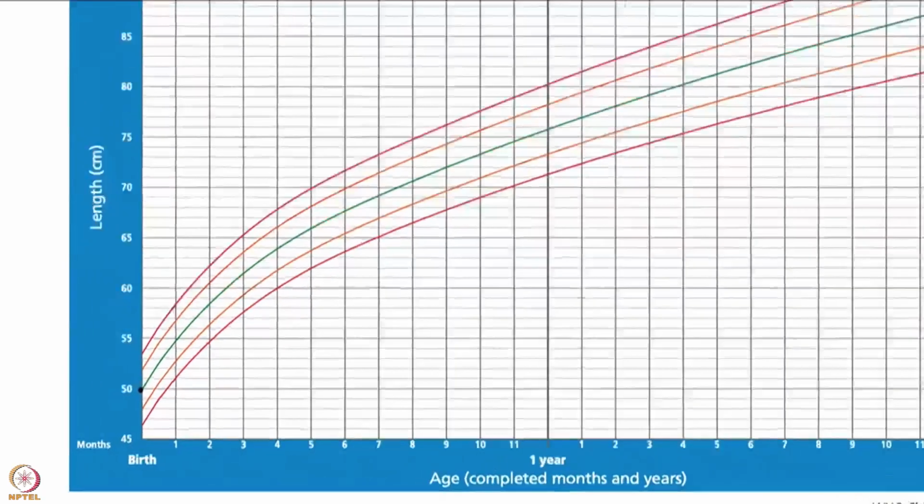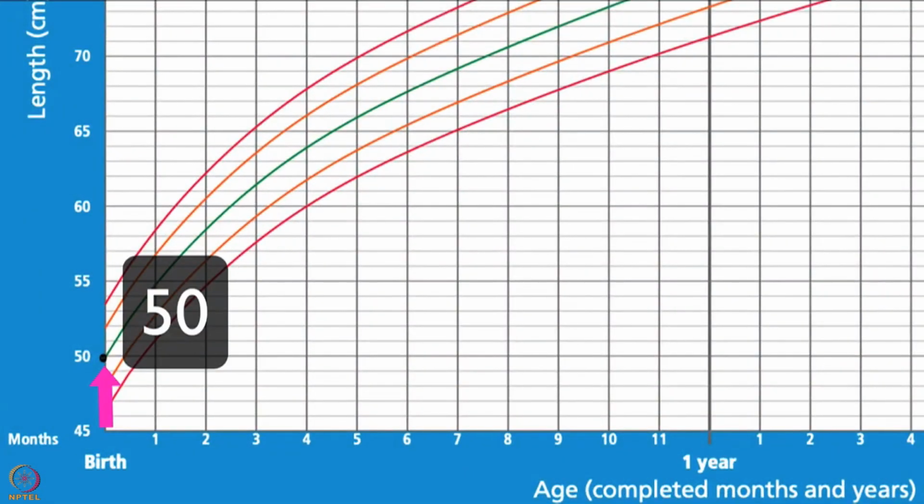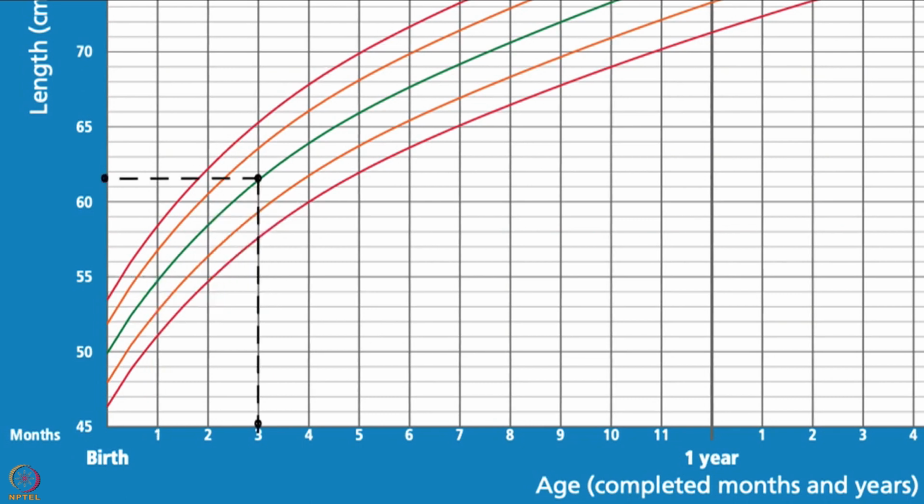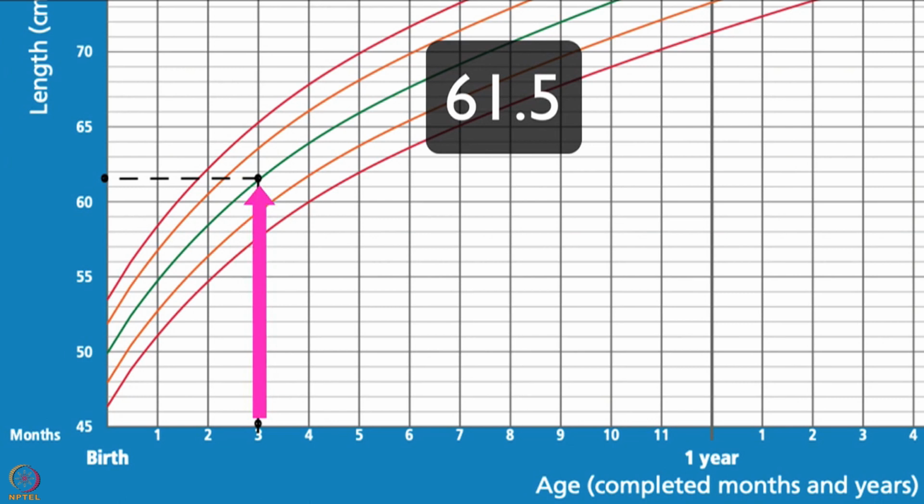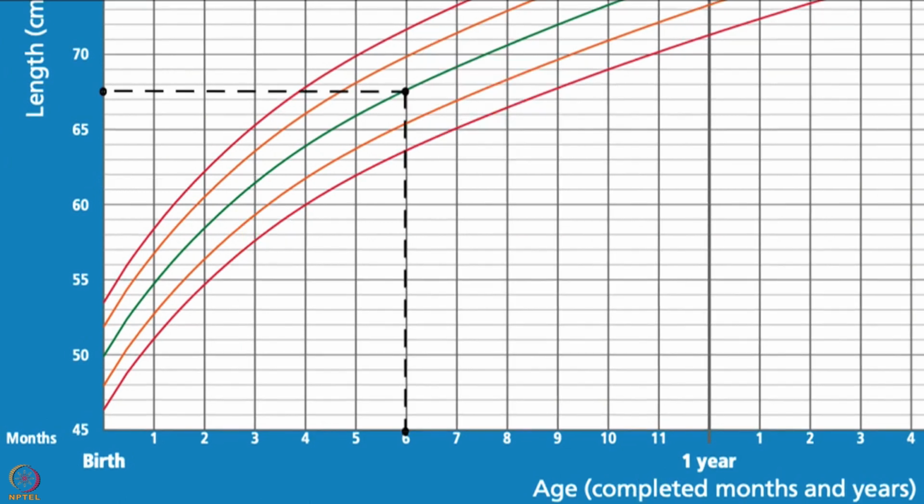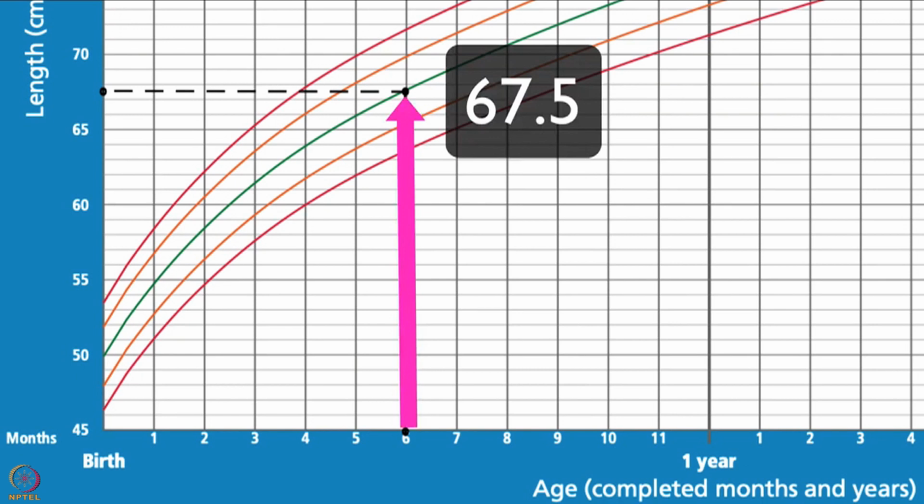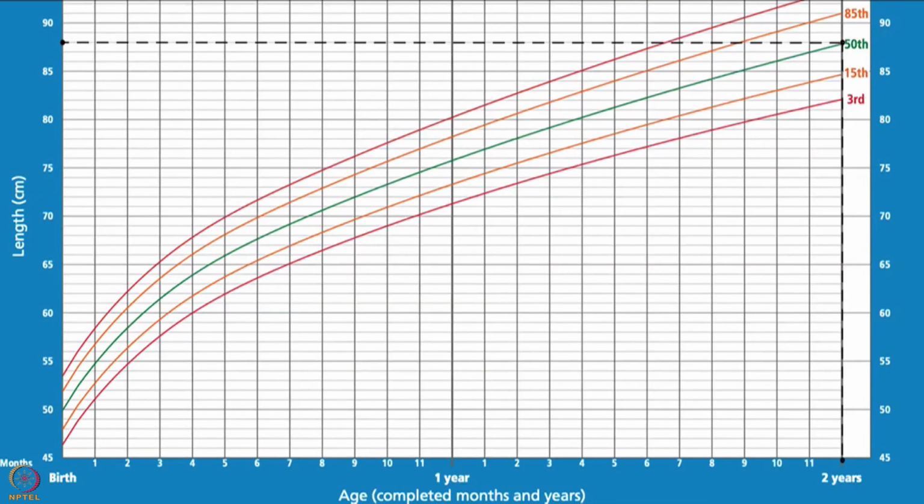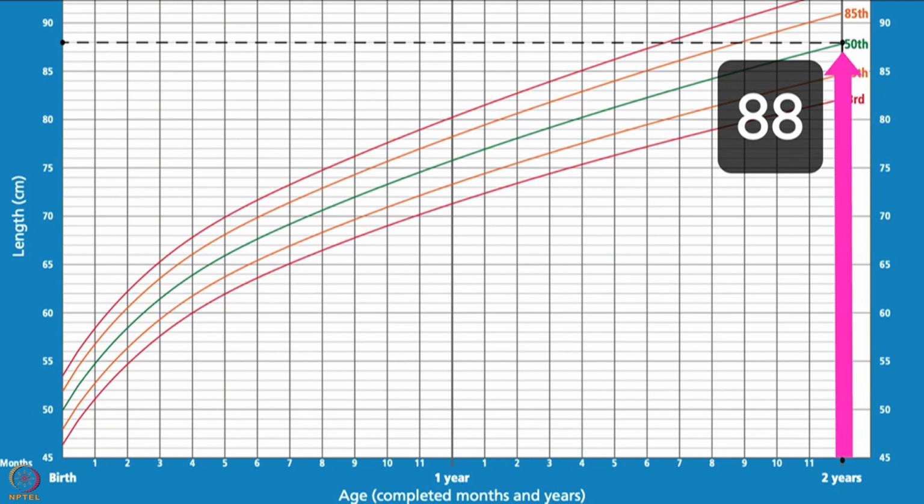Average birth length of a boy is 50 centimeters. At 1 month, the average length of a boy is 55 centimeters. At 3 months, it is 61.5 centimeters. At 6 months, it is 67.5 centimeters. At 1 year, it is 76 centimeters. At 2 years, the average length of a boy is 88 centimeters.